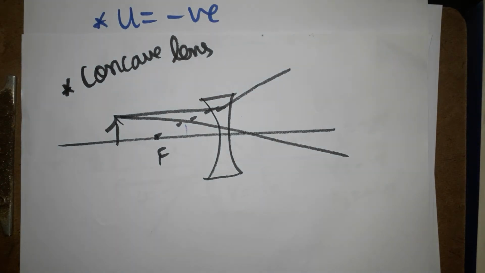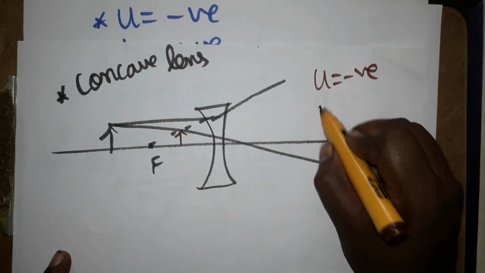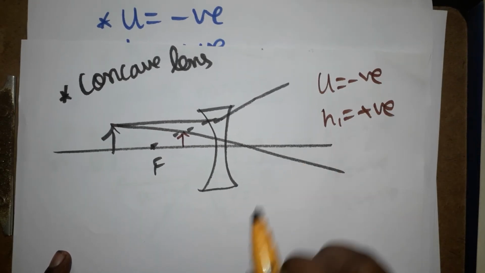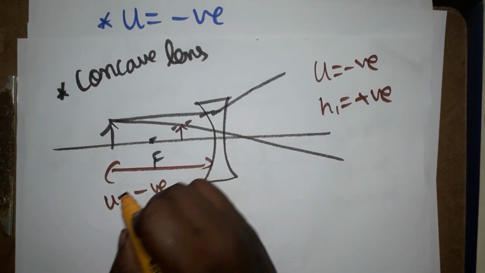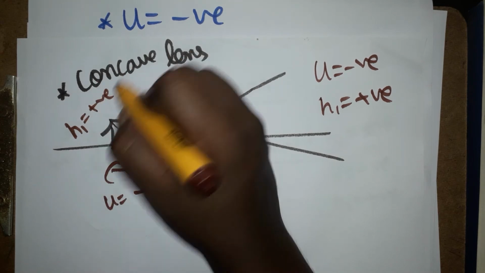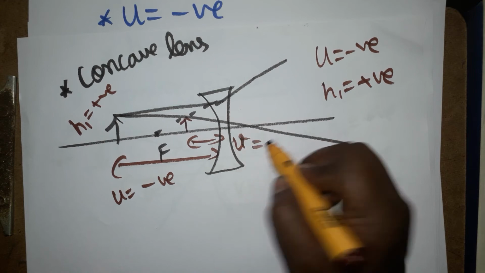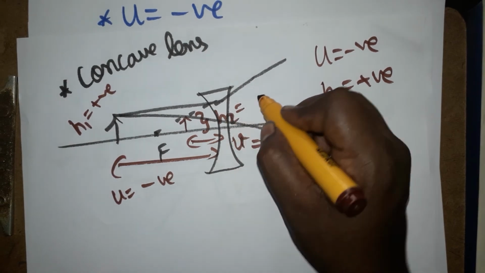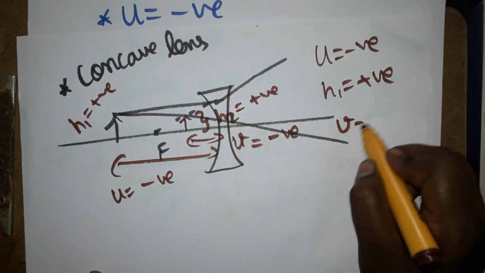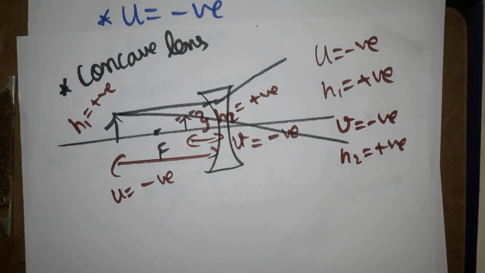Okay, now the final image is formed here. U, already I said, is negative whatever the case, and H1 will be positive always. Okay, these two conditions will be followed always. U will be negative, H1 will be positive. Okay, now image distance V is going to be negative. Okay, image height is going to be positive. So V will be negative, H2 will be positive. It's very simple. This also is a fixed one.